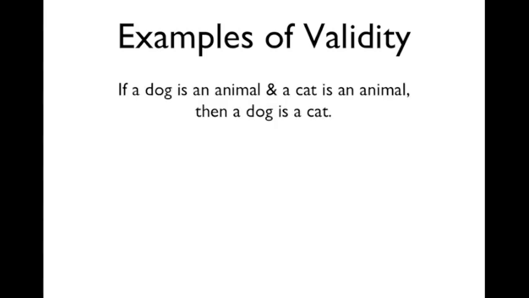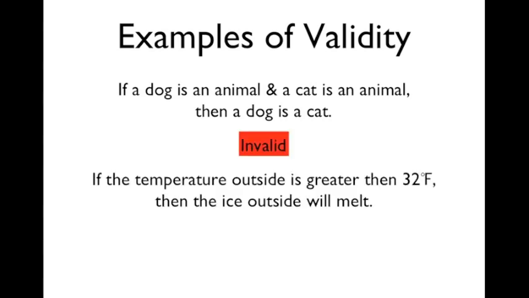Some examples: if a dog is an animal and a cat is an animal, that's true, then a dog is a cat. A dog is obviously not a cat, so that's true then false, which is not valid. If the temperature outside is greater than 32 degrees Fahrenheit, then the ice outside will melt. Okay, so if the temperature is greater than 32 degrees, that's true. Then the ice outside will melt. That's true. Okay, true then true is fine.